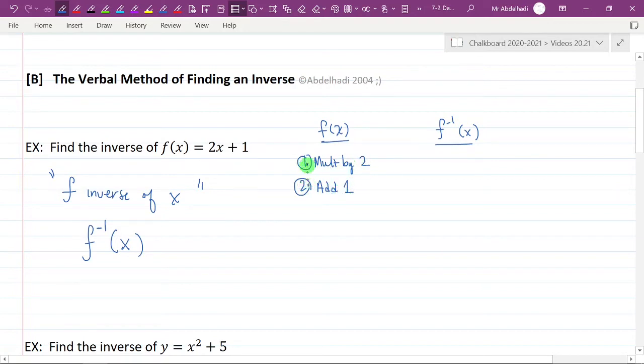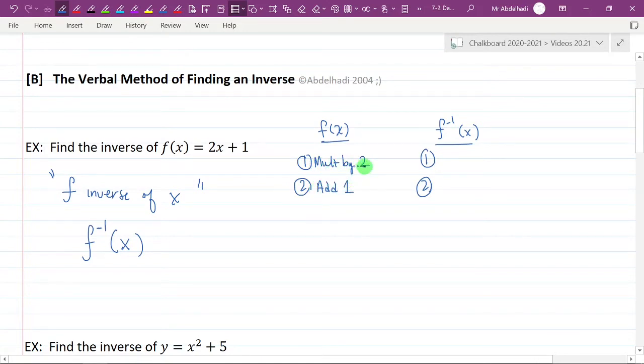So if there are 2 steps in this one, there are also going to be 2 steps in its inverse. There are 2 things happening in the original function. There will be 2 things happening in the inverse. Now, like I said, you're going to be doing the opposite of each step.